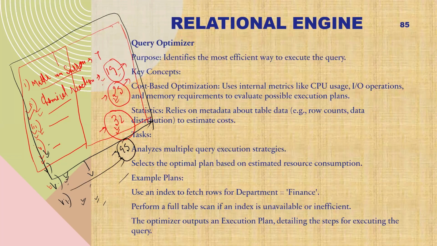So the same example applies here. Suppose we want to fetch rows from the department table where department is equal to finance. If an index is already there, it will be easy to fetch, right? If an index is not there, what will it do? It will do a full table scan if an index is not available. So without an index, a query can be in a hung state.